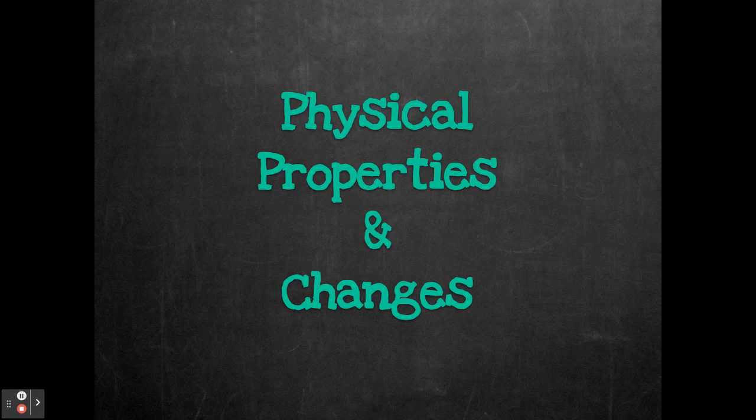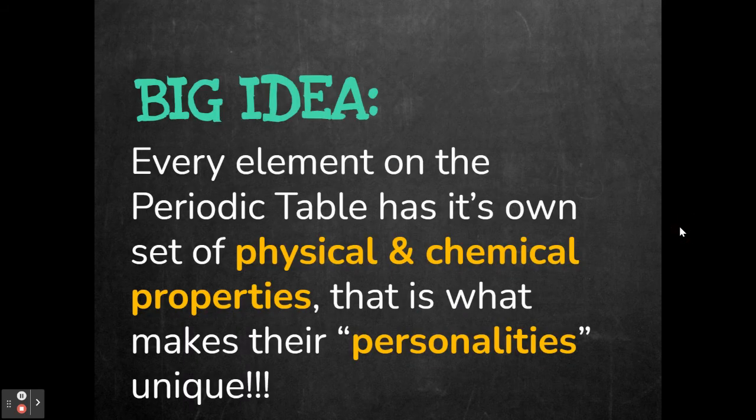All right, so let's talk about physical properties and changes. You've already learned about physical properties, but I'm going to go over it again, and you'll learn a little bit more about physical properties. So, big idea: every element on the periodic table has its own set of physical and chemical properties. That is what makes their personalities unique.